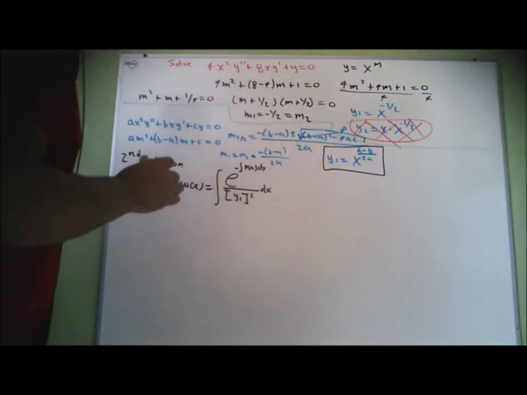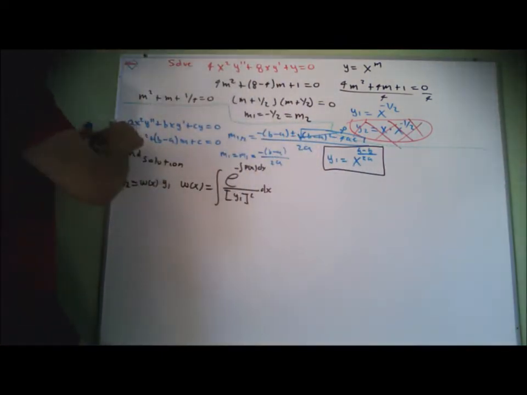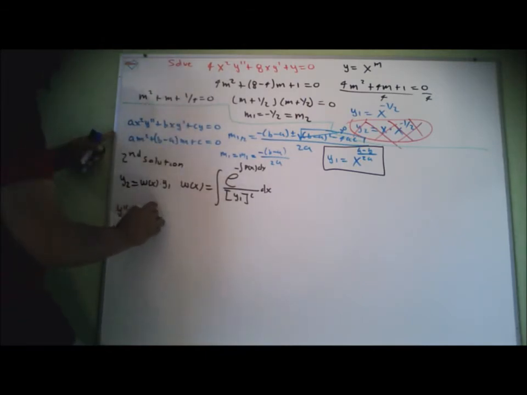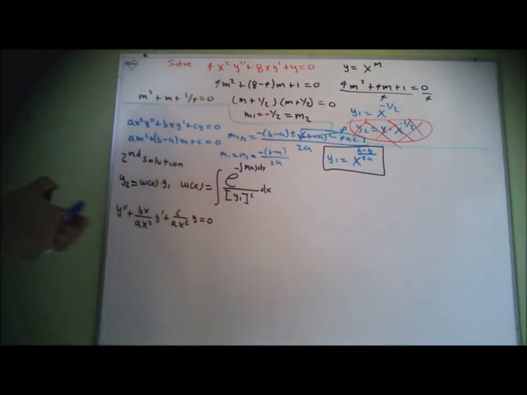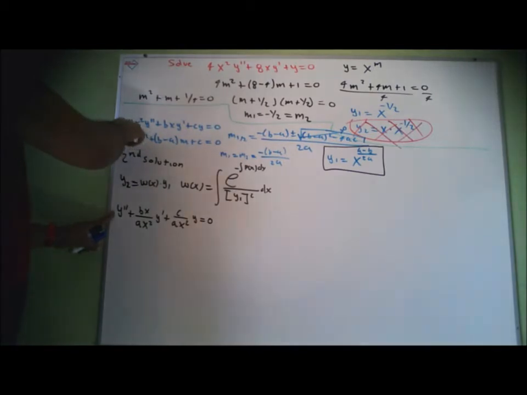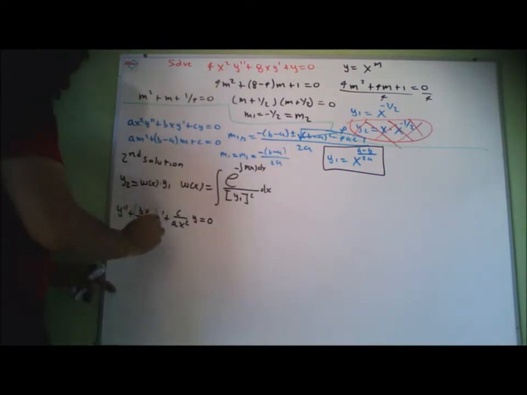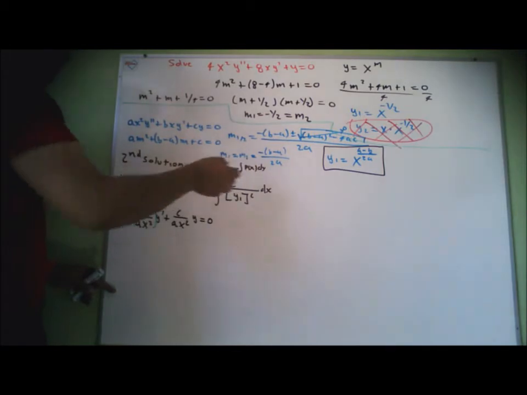So let's write, let's divide by 8x squared. So second derivative plus bx over 8x squared, first derivative plus c over 8x squared, y equal to 0. Now, when we develop this formula of order reduction, we assume that the differential equation's first coefficient is 1. So that is why I divide by 8x squared in the whole equation, and this number happens to be p of x for the formula.